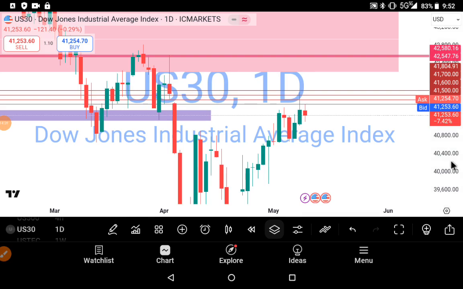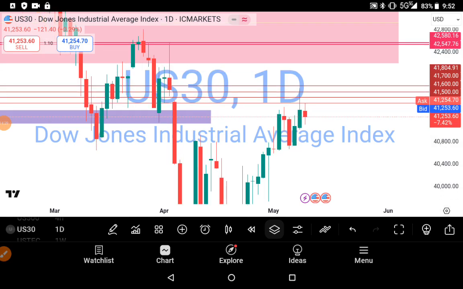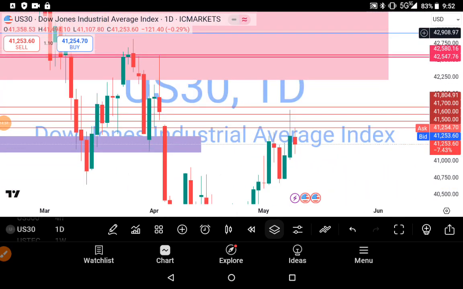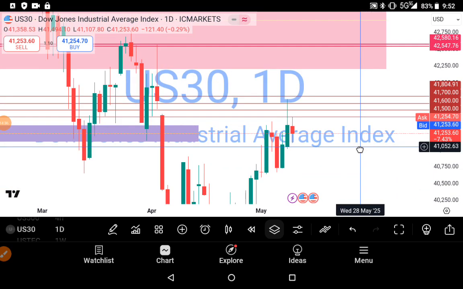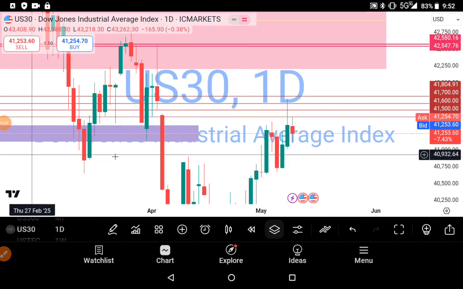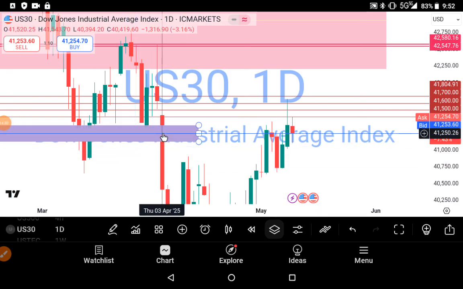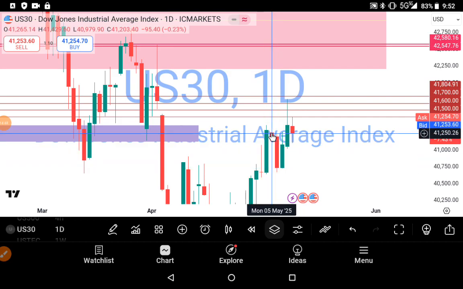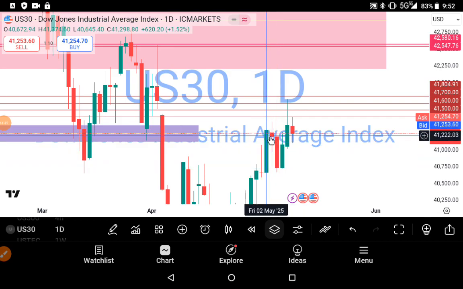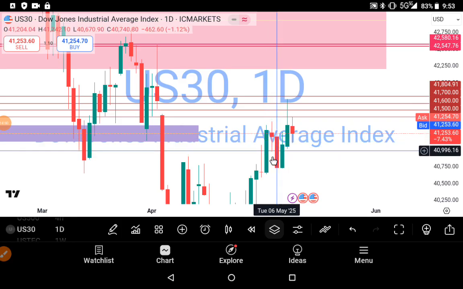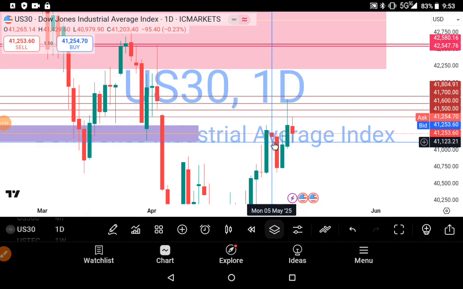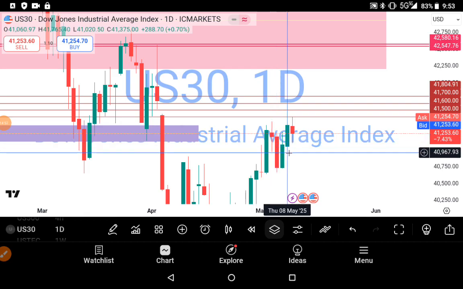So the coming week, what will I be watching? I'll be watching how the market price will react to this other block here. This is another block here and here. Those are consecutive bearish candles. This and this is my other block on the larger time frame.